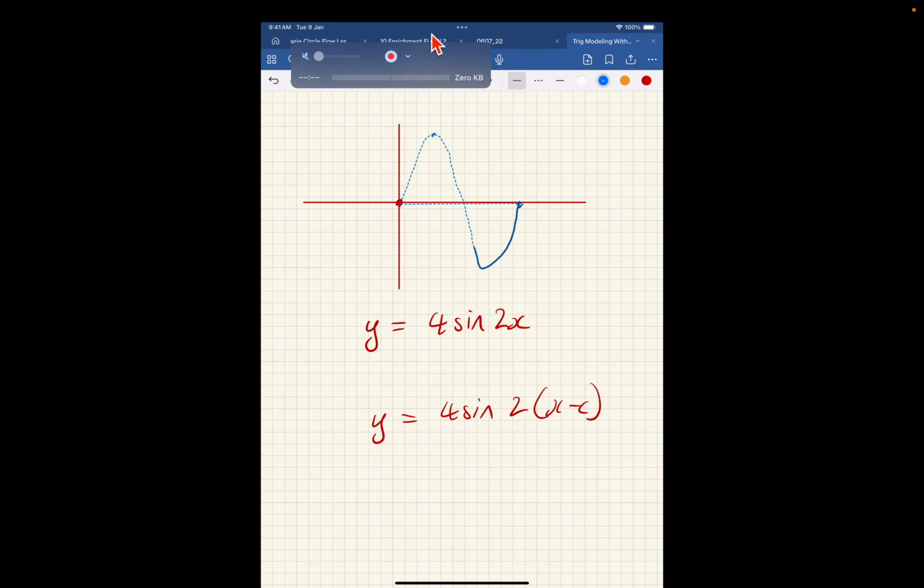We know that this point here would be a maximum of 4, and we'd have negative 4 here. We know that because of this, that this would be pi over 2 here, and this would be pi because the period was pi, right? We got that from before, the period was pi. And therefore, this is pi over 4 here, right? This is pi over 4 here, comma 4.